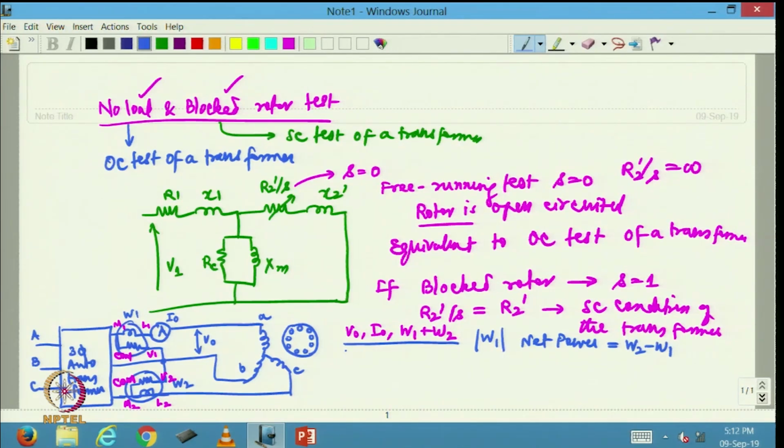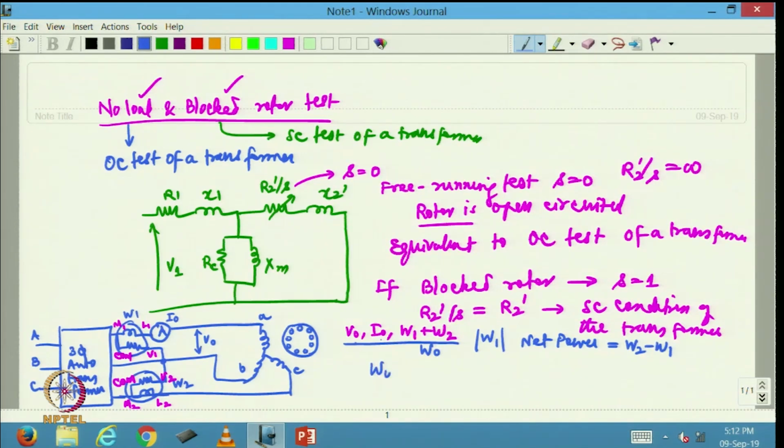So, let us say I have noted down after doing all that what is V0, what is I0 and what is W0. These I have noted down. Please note the no load current of the induction motor will be still as high as 30% of its rated current.